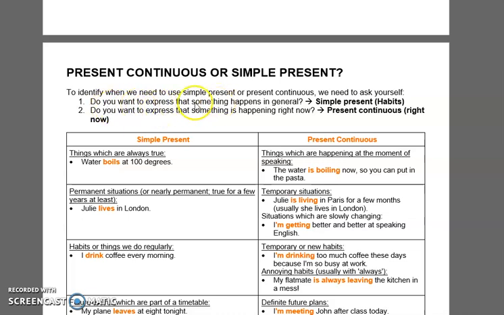If you want to express something that happens in general, like a habit, you use simple present. If you want to express something that is happening right now, here's the key, right now, you need to use present continuous. ¿Quieren hablar de algo que sucede continuamente, normalmente, usualmente? Bueno, entonces vamos a usar el presente simple. ¿Quieren hablar de algo que está sucediendo en este preciso momento? Vamos a usar el presente continuo.